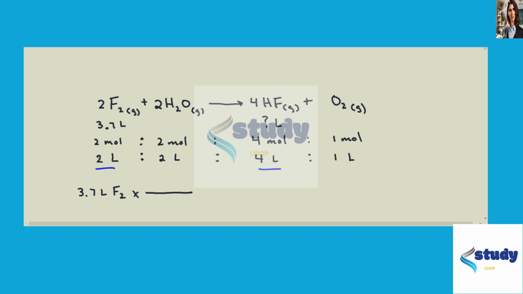And the ratio that these react in: for every 2 liters of F2, we can produce 4 liters of the HF. So again, we are using the coefficients as a volume ratio, and that works when they are gases and they're at the same temperature and pressure. So liters of fluorine will cancel. To solve this, I need to take 3.7 times 4 and divide by 2. That is going to give me 7.4 liters of the HF being produced. So 7.4 liters is our answer.